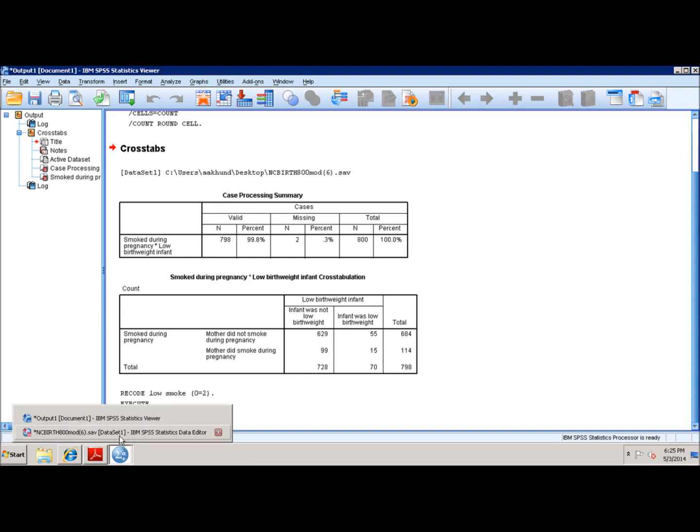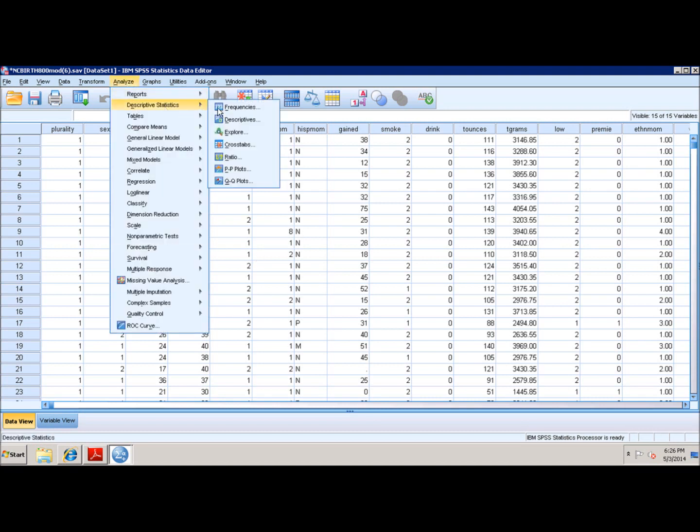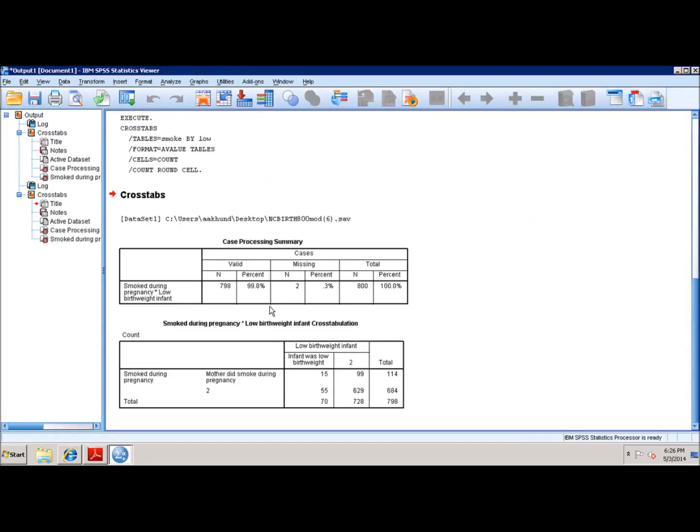So let's look at our data set now. And we can see here that in smoke, all of our zeros became 2s, and in low birth weight, all of our zeros became 2s. So now when we do a crosstabs, we'll have it arranged in the way we wanted it to be arranged. We have mother did smoke during pregnancy, infant was low birth weight.